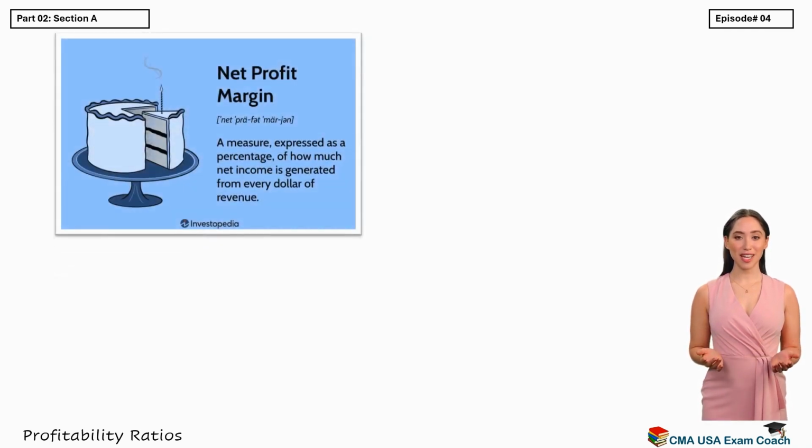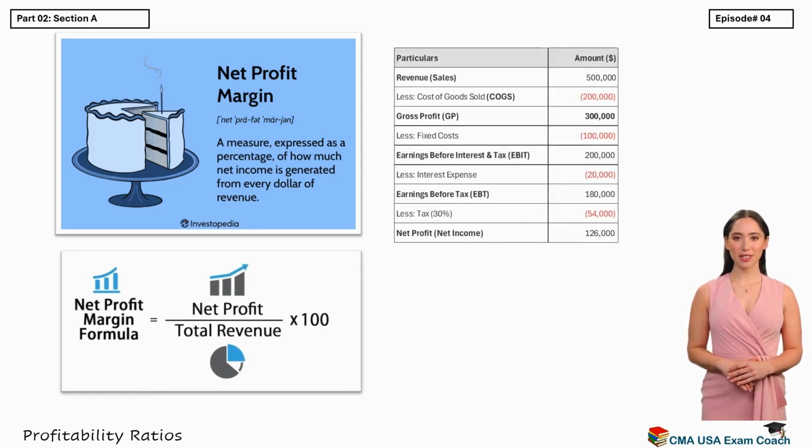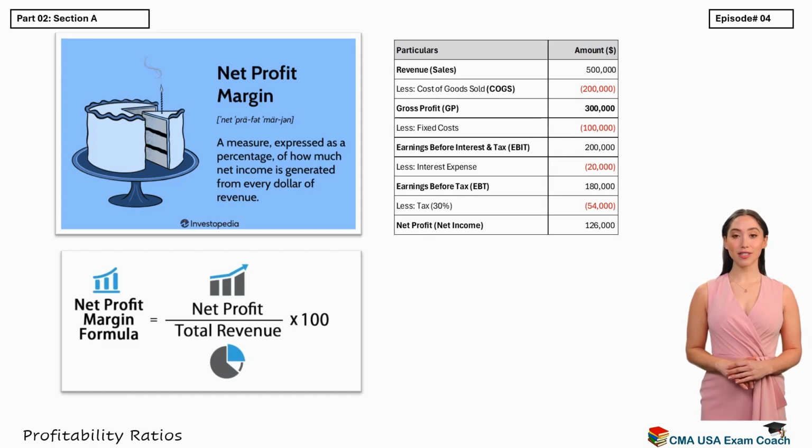Now, let's talk about the net profit margin ratio, the bottom line of a company's profitability. This ratio tells us how much of the total revenue remains as net income after deducting all expenses, including operating costs, interest, and taxes. It's a complete picture of profitability, showing the actual earnings available to shareholders. Formula: net profit margin ratio equals net profit divided by sales times 100. Since this ratio includes all costs and expenses, it's often used to assess the company's overall financial health and sustainability. In simple terms, it shows how much true profit the company makes for every dollar of sales.